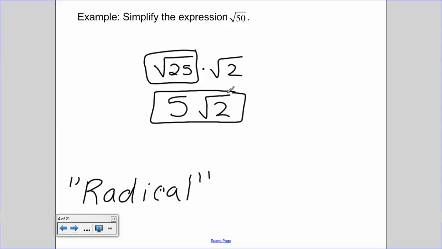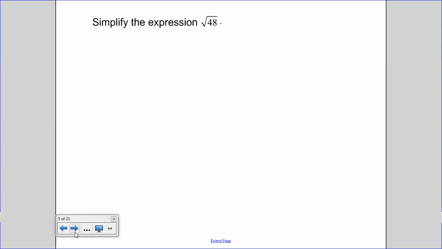Okay. Let's look at some more examples. This next one we have radical 48. Okay, so we want to simplify. We don't want to type in our calculator and get a decimal answer. That's not what we're looking for. We want to leave it in simplest radical form. So look at the numbers on your list. Do any of those numbers go into 48?